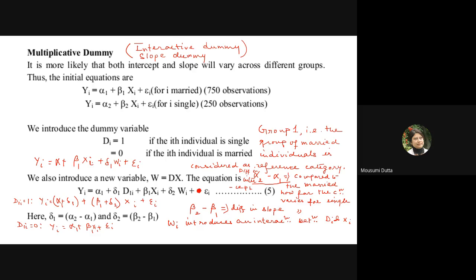Okay, so when there is no difference in intercept, only the difference in slope. So this is all about the multiplicative dummy or interactive dummy, or the notion of interaction, etc.